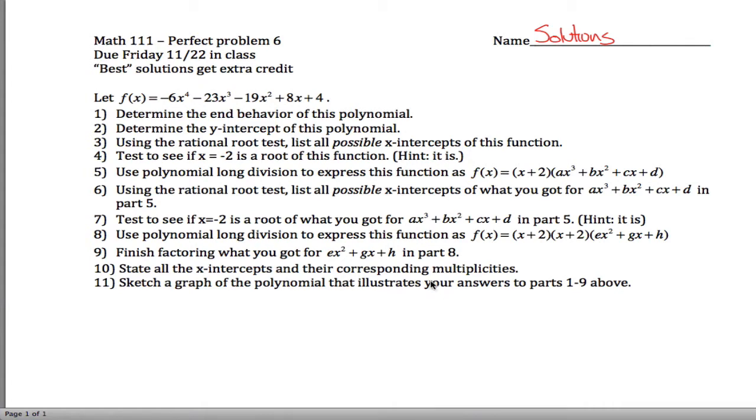Alright, perfect, problem 6 solutions. I don't know if I'll be able to fit this all on one page, but I'll try. First, it gives us a polynomial.